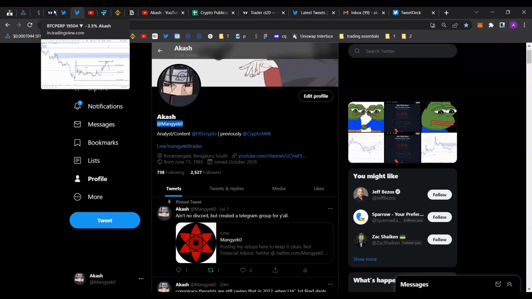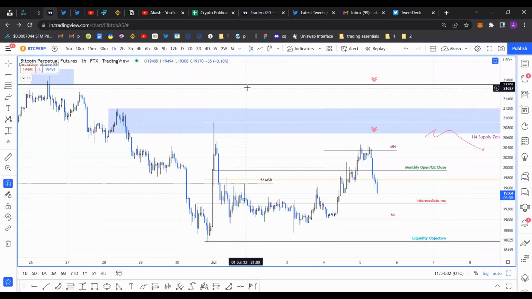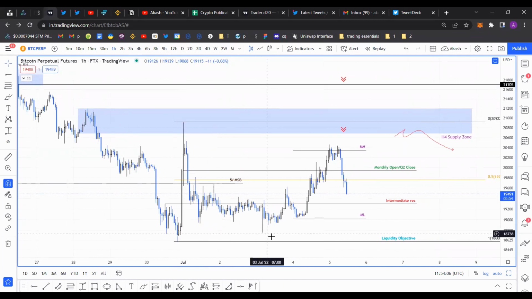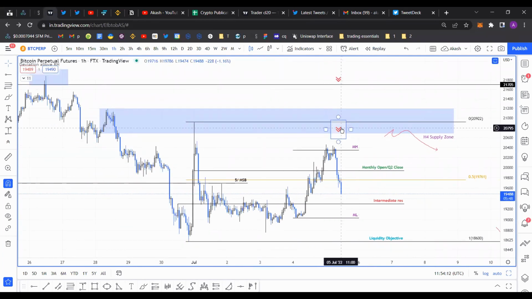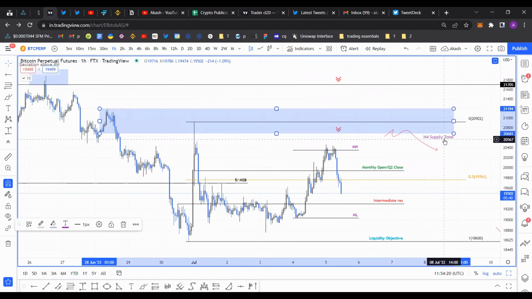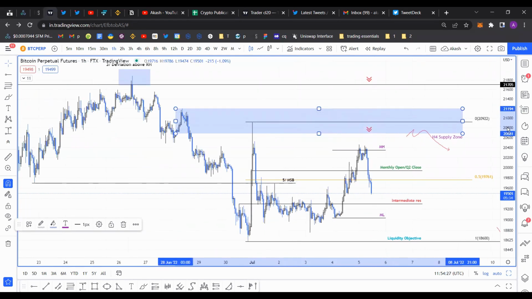So yeah, let's start with Bitcoin. Right, so it's really interesting. If you are in the group, you already know what my game plan is. But let me just explain. I am looking to short Bitcoin at these levels here. The red arrow mark that you see here is basically short signals. There's this H4 supply zone here, or 4-hour supply zone extending from 20.7K to 21.2K roughly. And that's where I will be shorting this.